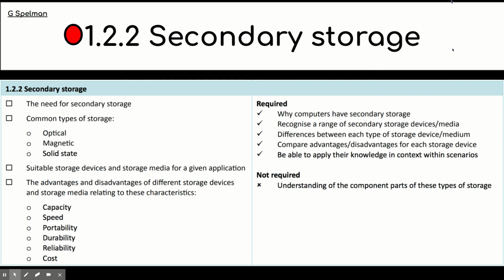I hope you found it okay. Do go back over the video if you're not sure. Bitesize also has got a really good table on secondary storage, comparing all the technologies and the media and also comparing them against all the criteria. So it's well worth a look at if you need something else to reinforce your learning.